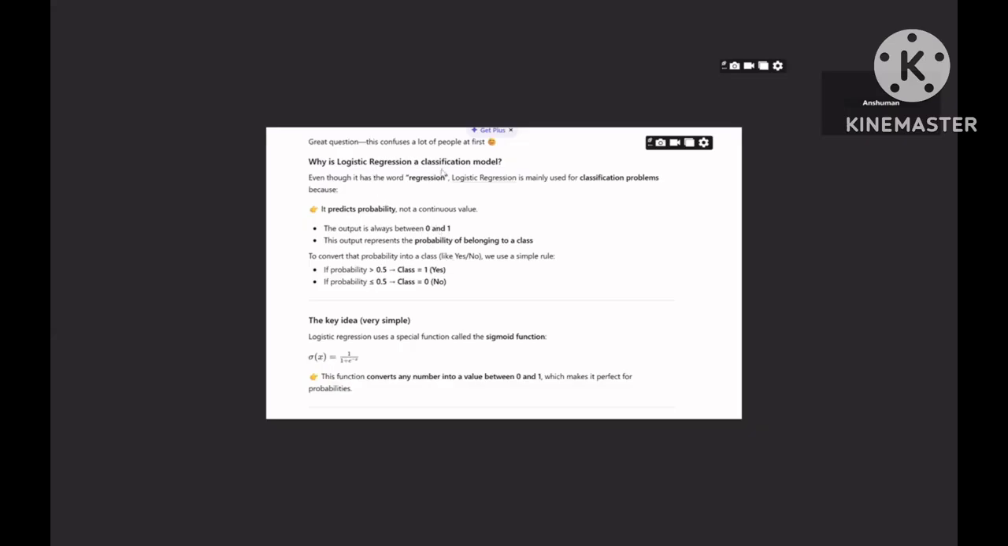My question was, why is logistic regression a classification model? Very, very important. As background for those who have just joined: we know that in supervised learning, there are two main parts. One is regression, another is classification. Under classification, logistic regression comes. We say it's logistic regression, we don't say it is logistic classification. This is an interview question: why are we calling it logistic regression, not logistic classification? So what is the reason?